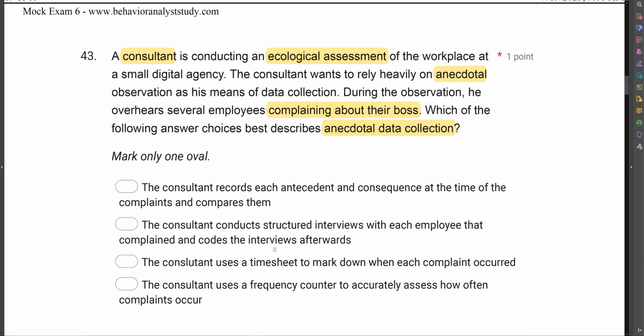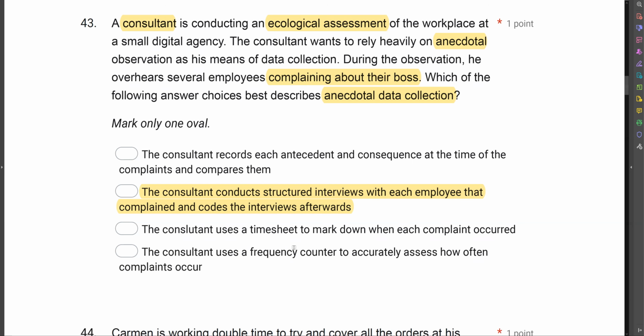Anecdotes, when we're getting stories and opinions and observations from the people who it's happening to, who saw it, is going to be best served by B. The consultant conducts structured interviews with each employee that complained and codes the interviews afterwards.